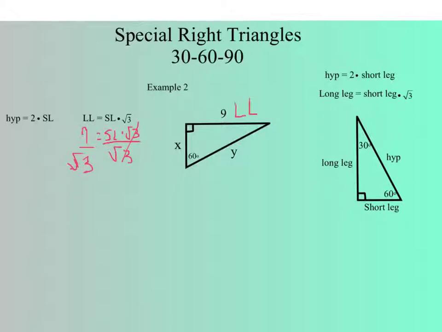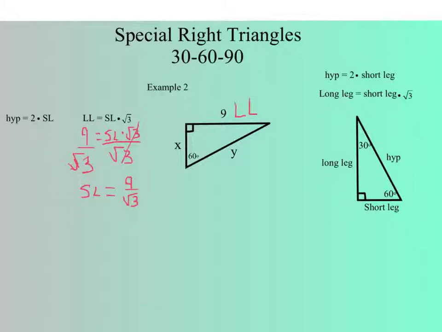Awesome. Now we're just going to rewrite that guy so it looks a little neater for us. So we will have SL equals 9 over radical 3. I hope you remember again from the radical review, we cannot have this radical in the denominator, so we have to do that ugly thing called rationalizing the denominator.